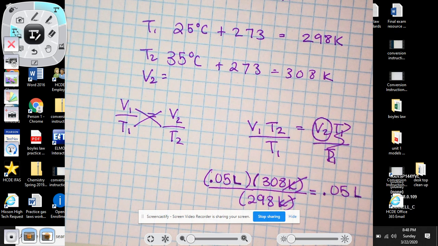I'm just going to check it one more time, because usually it doesn't stay the same. Still got 0.05. So alas, here we are. V2 is the same at 0.05. This should get you started, should get you going on your problems. You only have 10 problems. They're not super ridiculously complicated.